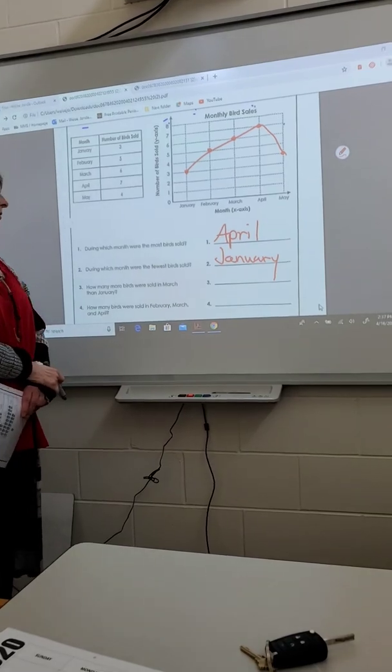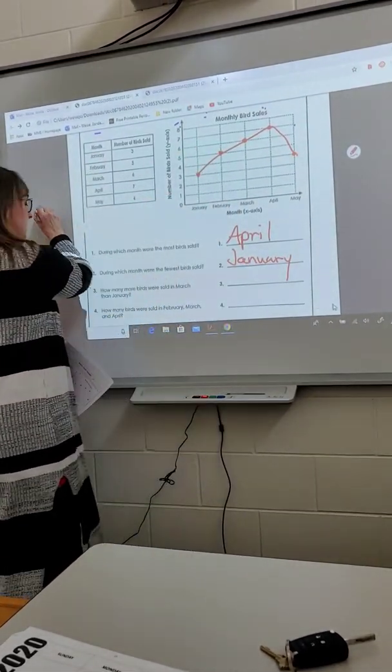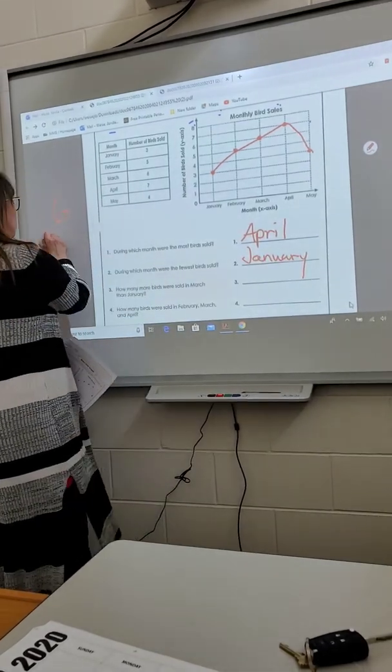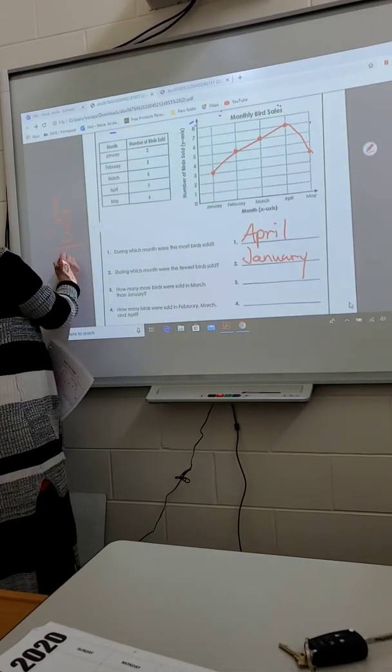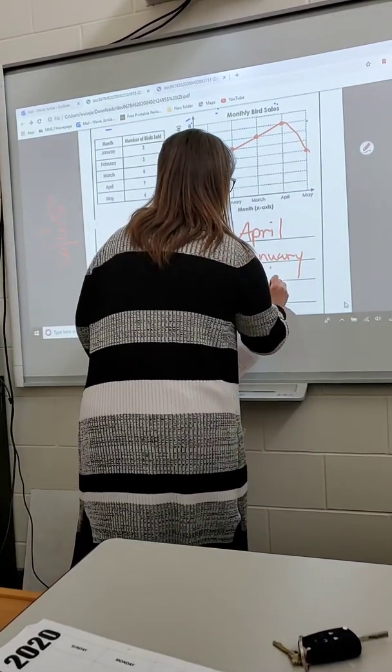How many more birds were sold in March than January? So if we check March, we see it's 6. And January was 3. We have 6 minus 3, and that's 3 birds.